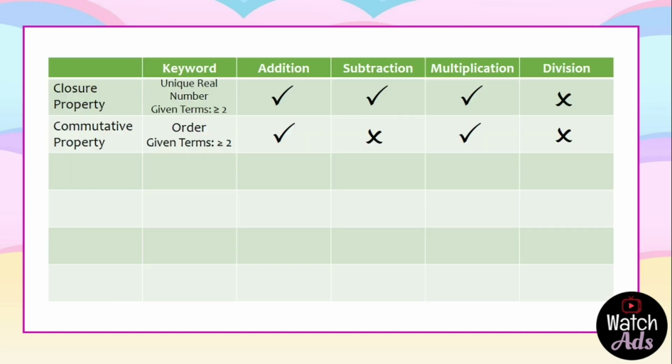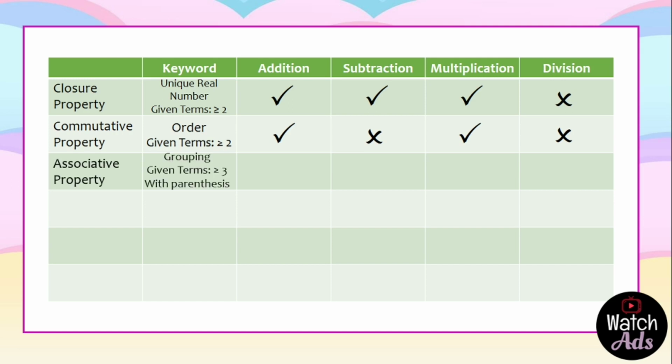Let's go back to our table. Again, the keyword for closure property is real number that is applicable in addition, subtraction, and multiplication. For commutative property, the keyword is order that is applicable in addition, multiplication only. Now for the associative property, our keyword is grouping.